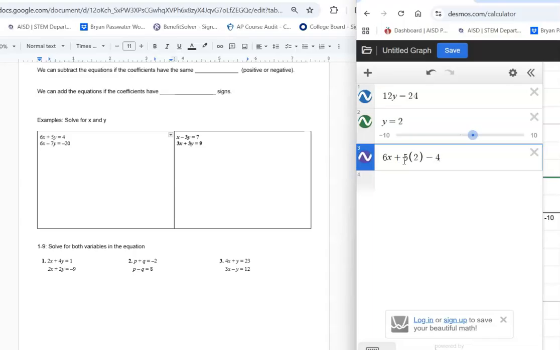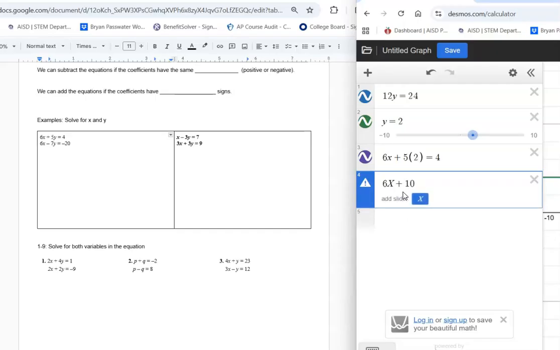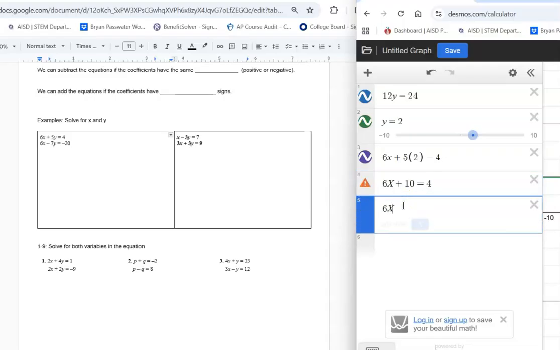And like this, so that means y is 2, and then 6x plus 10 is 4, and then 6x is negative 6.